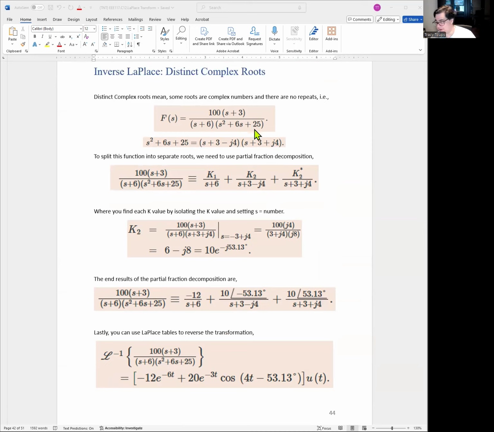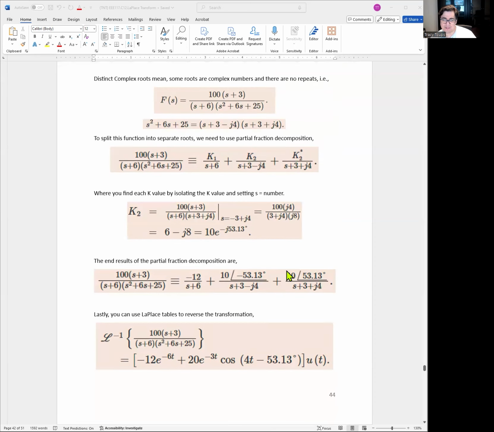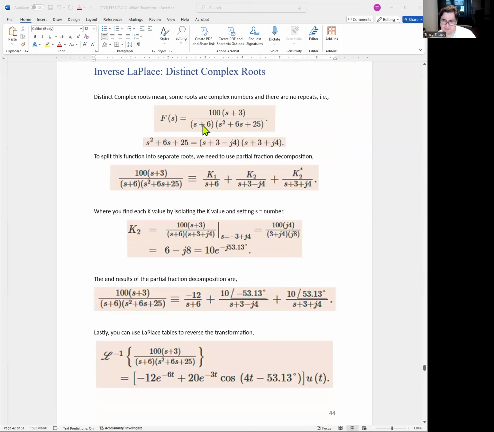So if you use your quadratic equation, it's not going to come out nicely. It's going to be s plus 3 minus j4 and s plus 3 plus j4. Okay, you can still do your partial fraction decomposition. You'll get this number down here with a phase angle, and then you could do your inverse Laplace transform. It gets a little messy, but these two numbers could number crunch to cosine 4t minus 53.13 degrees, right? And it's basically the same thing over and over again. I've never seen this in my entire life, to be all honest, but it's something you should learn in the book just to know that it's there.